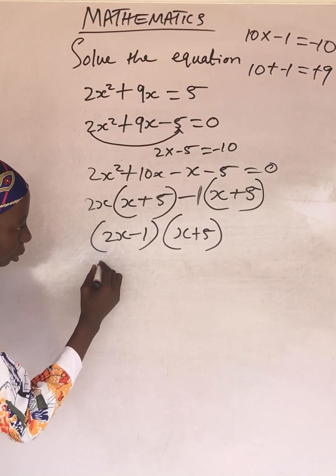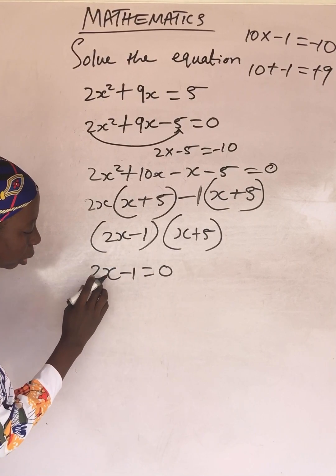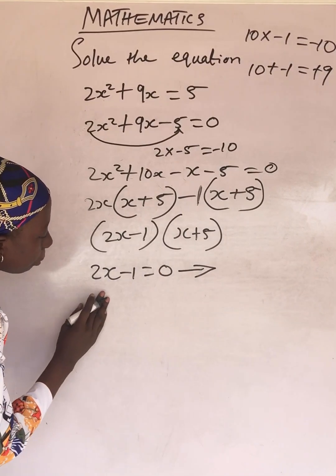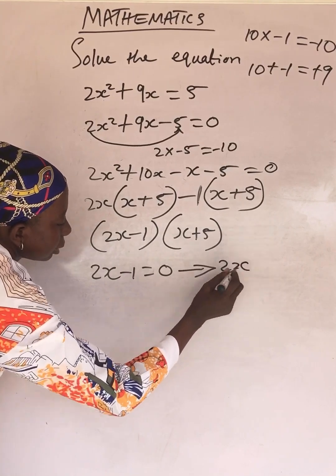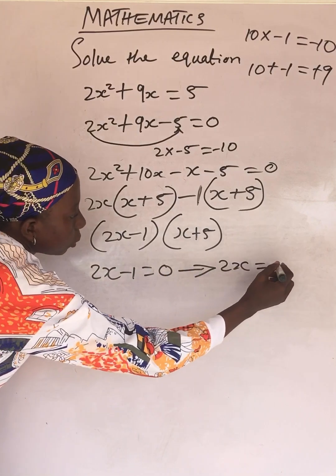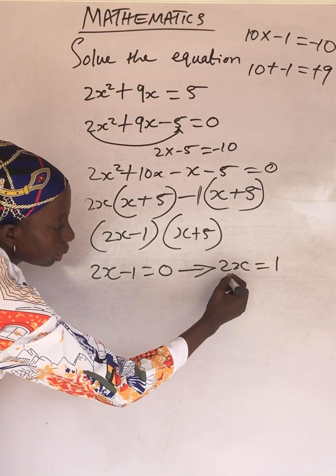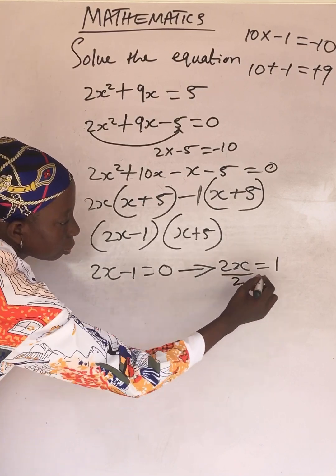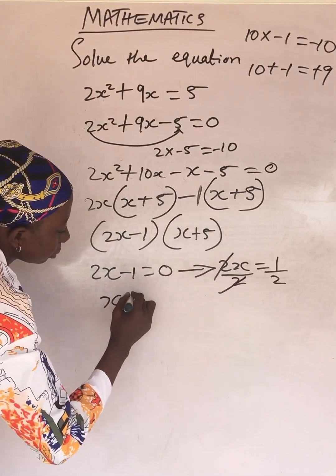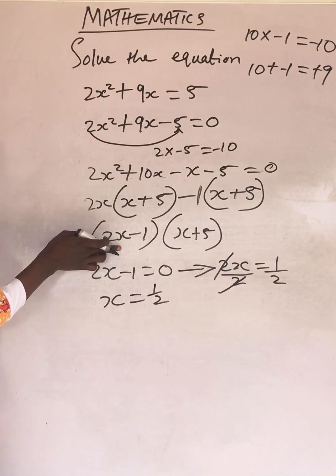Now the first bracket here contains 2s minus 1 equal to 0, because the equation is equal to 0. Now from this first equation, I'm going to have 2s equal to, if this minus 1 crosses the equation sign, it becomes plus 1. And don't forget, we are looking for s, not 2s. Divide both sides by 2. 2 will cancel 2. It means s is equal to 1 over 2. That's for this first bracket.